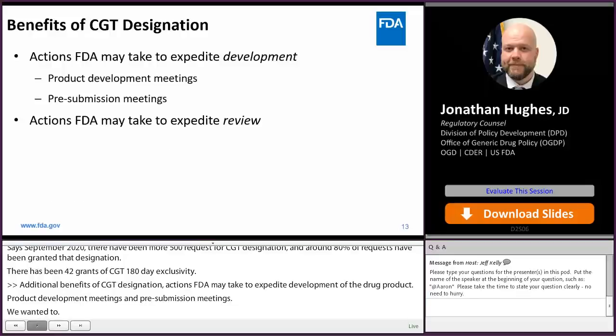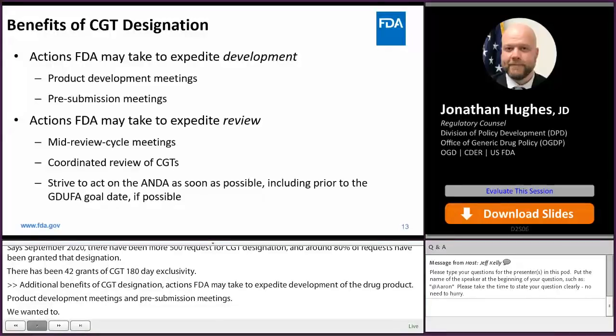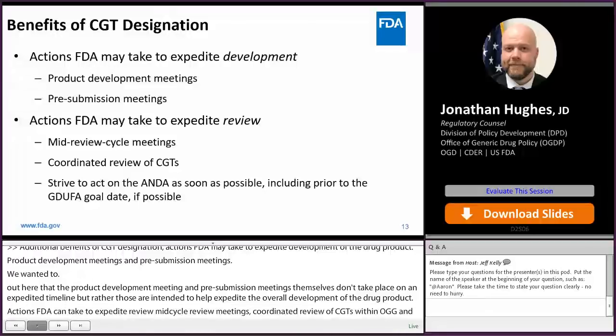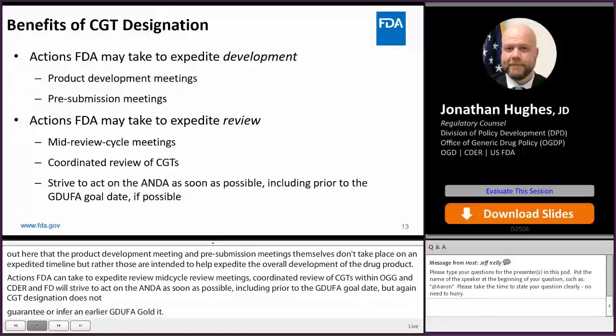Actions FDA can take to expedite review: mid-cycle review meetings, coordinated review of CGTs within OGD and CDER, and FDA will strive to act on the ANDA as soon as possible, including prior to the GDUFA goal date. But again, CGT designation does not guarantee or infer an earlier GDUFA goal date. FDA will just use the development and review actions, hopefully to expedite the ANDA, and we would take action prior to the GDUFA goal date, if at all possible.